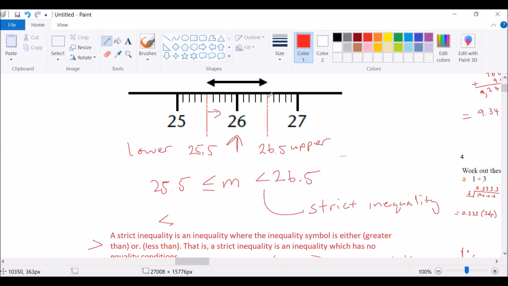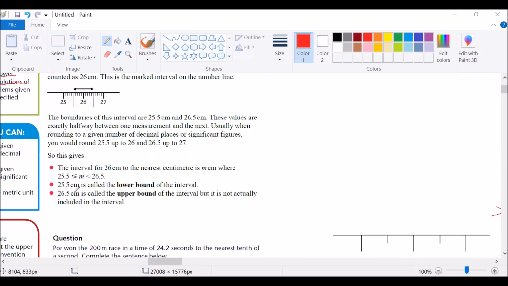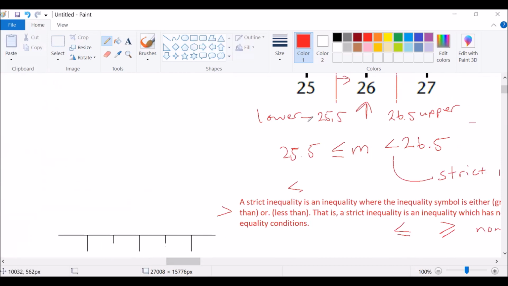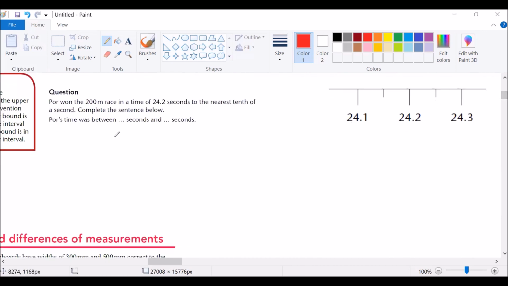So anything just before, an example being 26.49 recurring. Now, 25.5 is called the lower bound. So this is the lower bound. 26.5 is called the upper bound. For the measurement 26, let's look at this question.